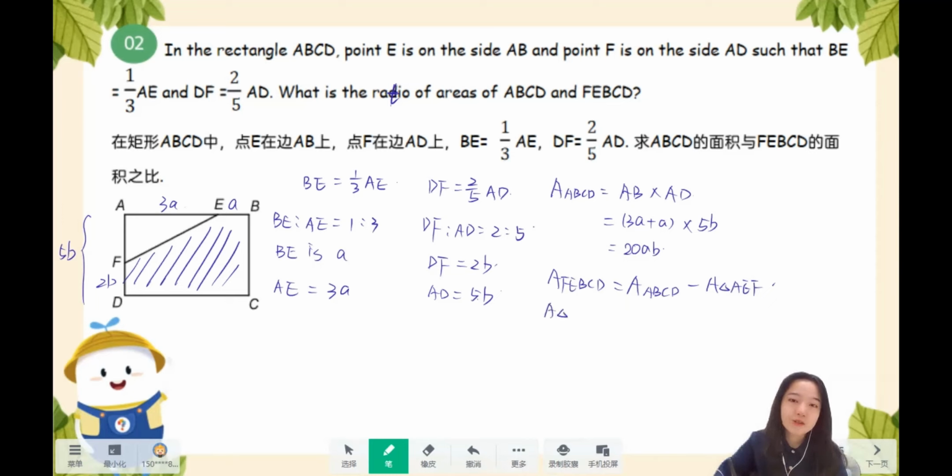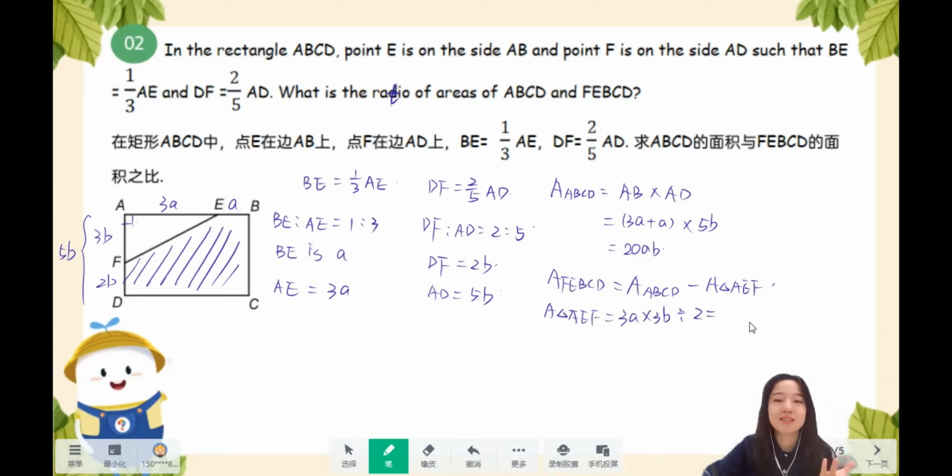And then to solve the triangle's area, we need to multiply its base, which is 3A, by its height. AF can be considered as its height because this is a right angle. So it should be 5B minus 2B, which is going to be 3B. Don't forget, we need to divide it by 2 to solve a triangle's area. So it is 9 over 2 AB.